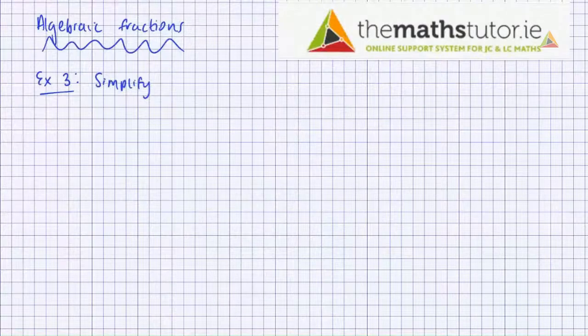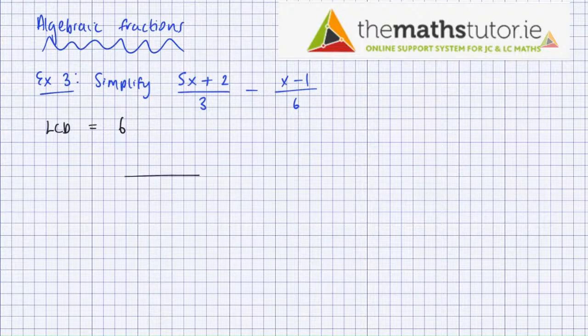So it's 5x plus 2 over 3 minus x minus 1 over 6. So same idea again, you're going to get the lowest common denominator. So the lowest common denominator of 3 and 6 is 6 because they both go into 6. So we're going to write it as a single fraction.